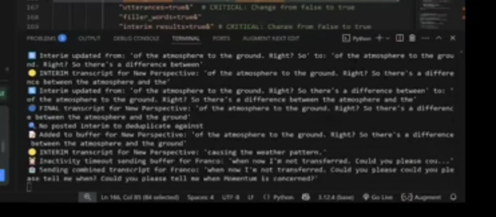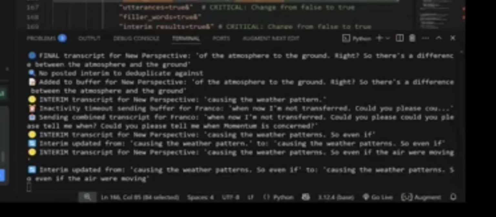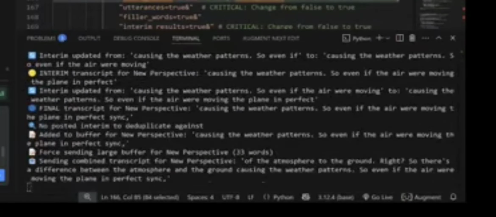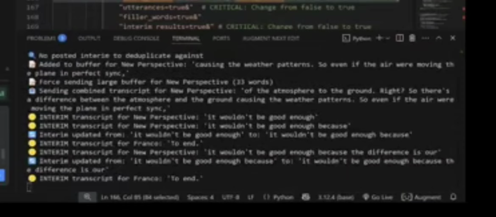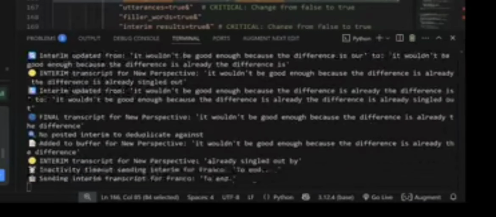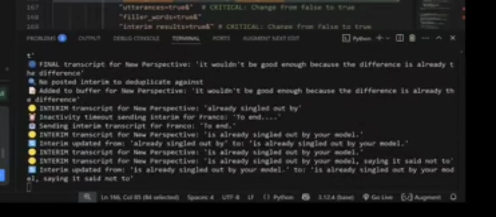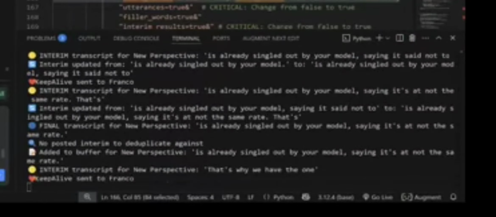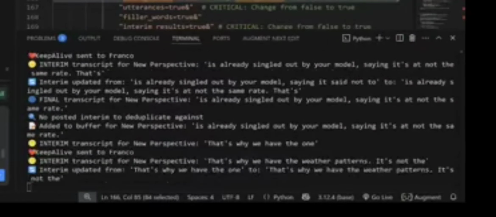So even if the air were moving the plane in perfect sync, it wouldn't be good enough, because the difference is already singled out by your model, saying it's not the same rate. That's why we have the weather patterns. It's not the same rate, but it makes the plane the same rate. You don't see the contradictions, Franco?